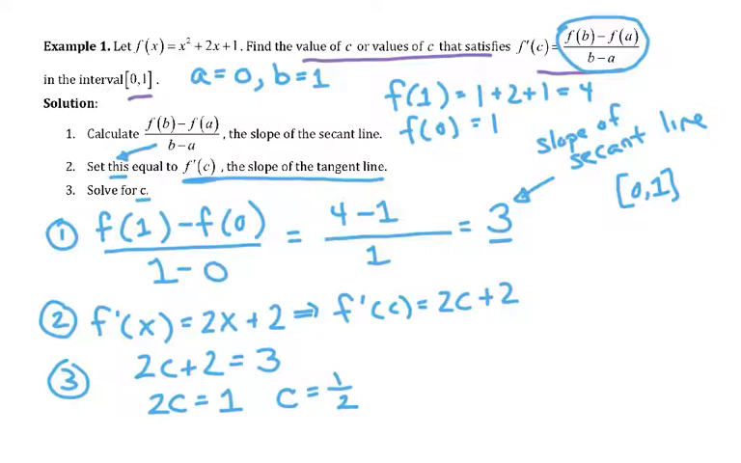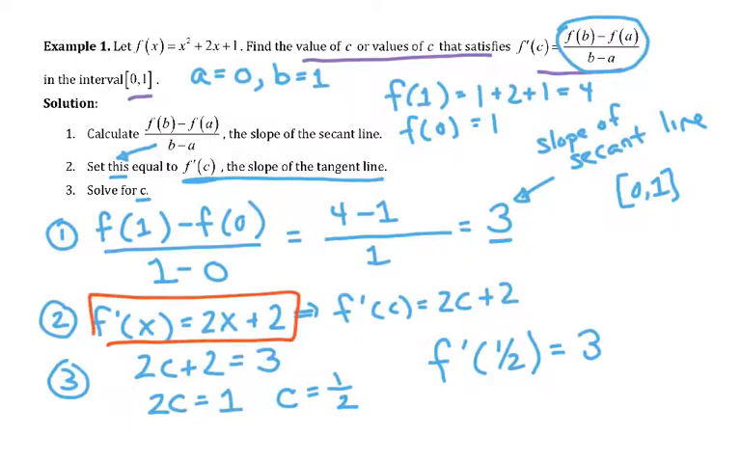So what does this mean? f prime of 1/2 equals 3. And you can check it for yourself. And 1/2 is in my interval.